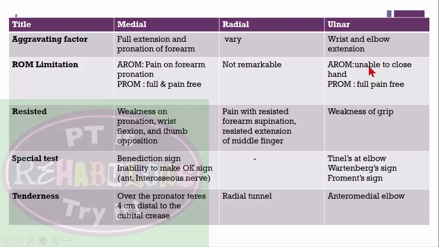For range of motion limitation, the patient is not able to close the hand, and passive range of motion is full and pain free. On resisted isometrics, there is weakness in grip. Tinel sign is positive, and as special tests, Wartenberg's test and Froment's sign are positive. Tenderness is present on the anteromedial aspect of the elbow.